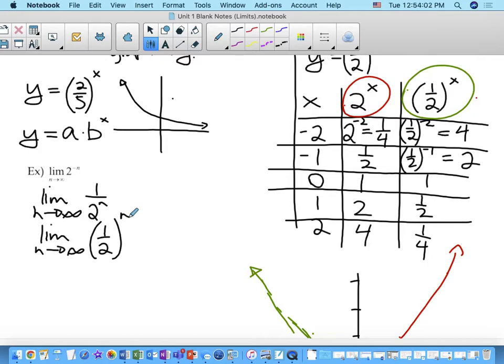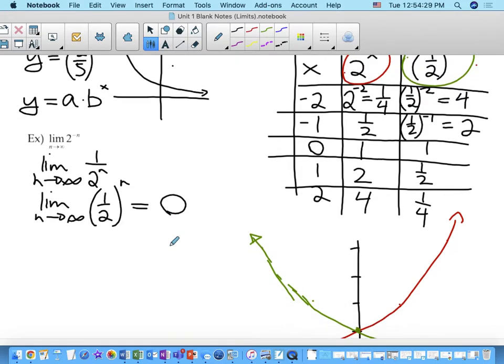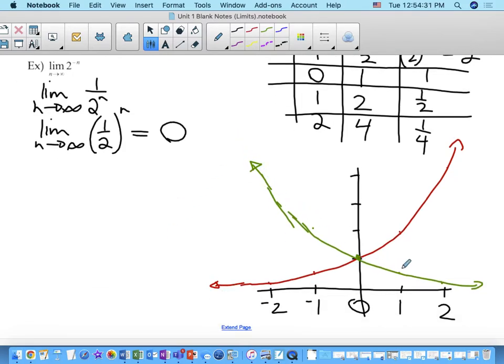Well, what's this one going to equal? 0 again, yeah. Because again, we keep multiplying by 1/2 over and over again. Every time we do that, we're going to get smaller and smaller until eventually we get down to basically 0. So as n approaches infinity, this limit's going to be 0. And in fact, this was the green graph that we drew, right? This is this guy.